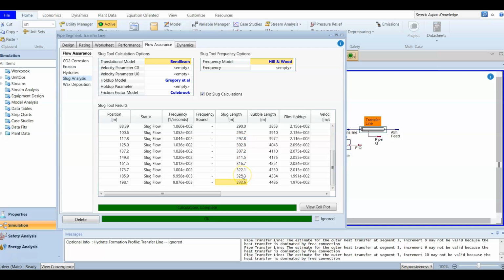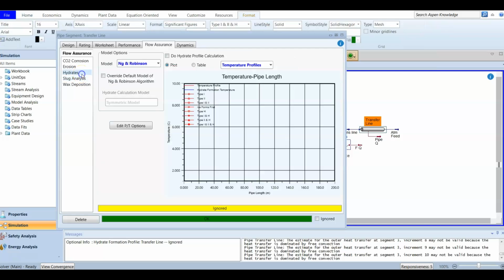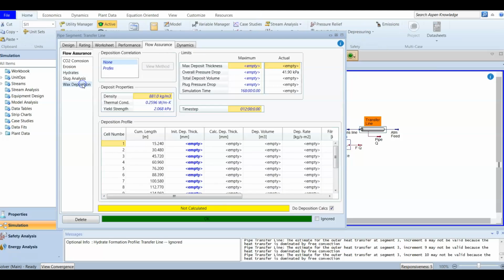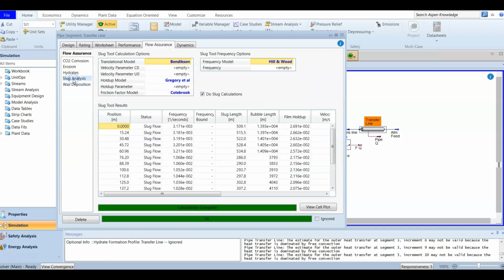332, which means it decreases, actually. So maybe we want to check that we don't have a hydrate, actually, because we don't have water. Okay, for the wax, this is the wax information and it's not calculated. So for the slug, we don't have anything to change with the slug tool calculation option. So we keep it as it is, until maybe in the exam you are asked, or in your data sheet you are given information about this.